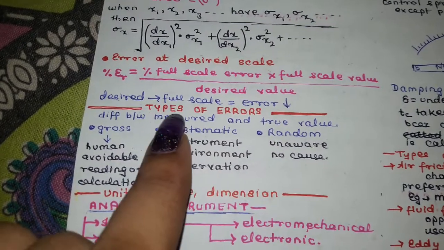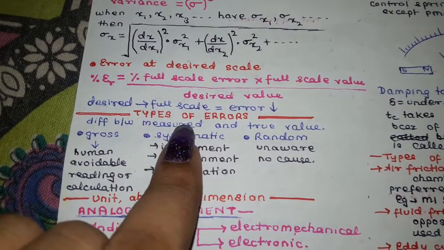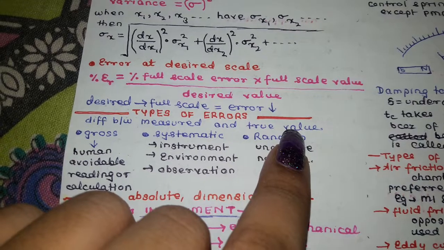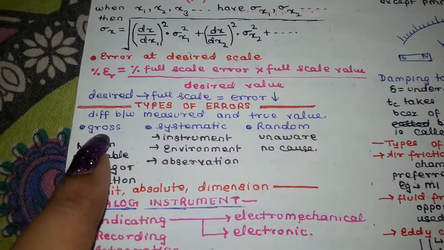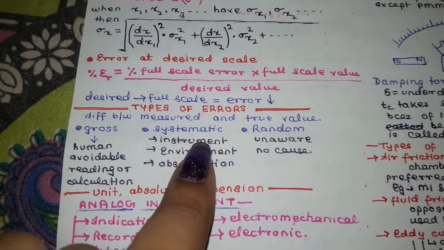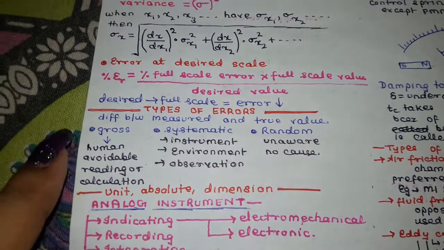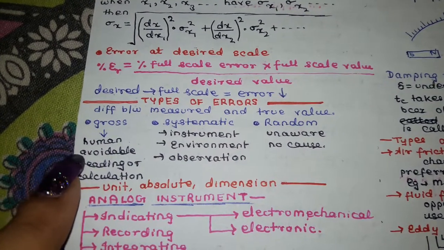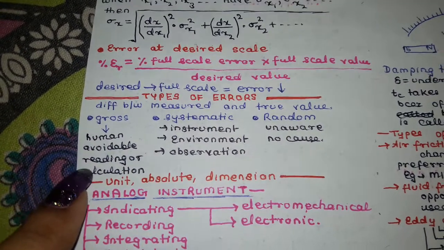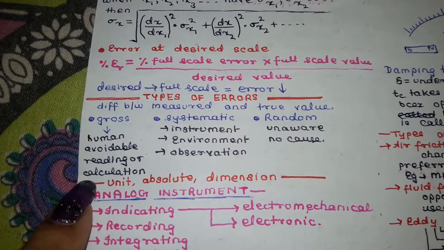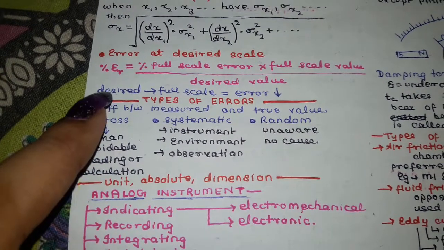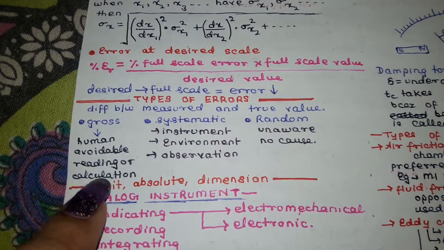Let's talk about errors. The difference between measured value and true value is actually called the error. There are three types of errors: gross errors, systematic errors, and random errors. Gross errors are mostly due to human beings and are avoidable in nature. Suppose some mistake happens in taking the reading or while calculating, etc. So these come under the category of gross errors.